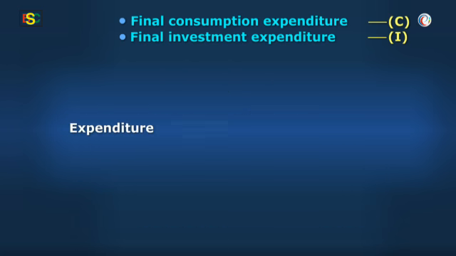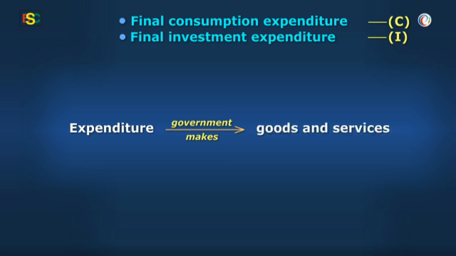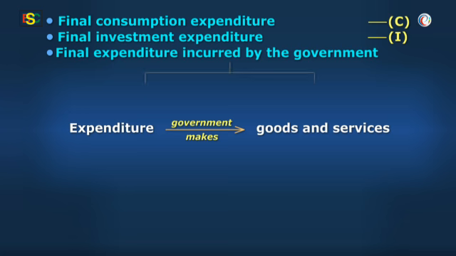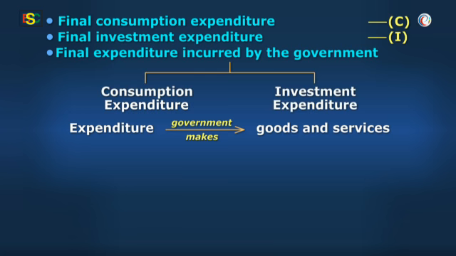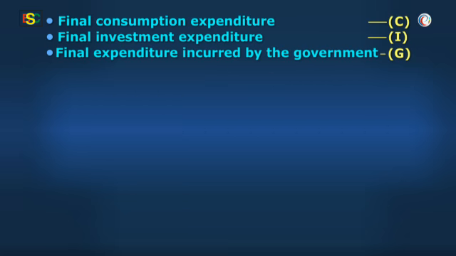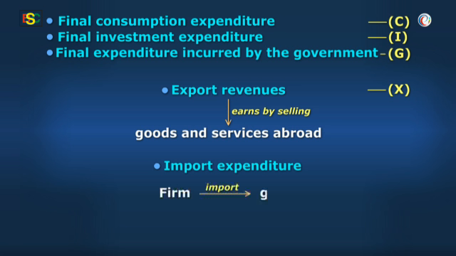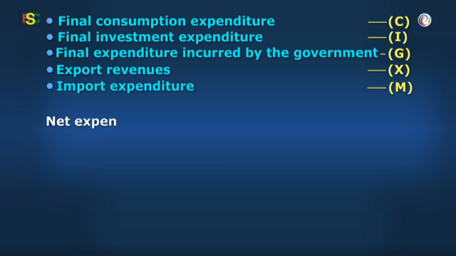The expenditure that the government makes on the final goods and services produced by the firm, say G. We may point out that the final expenditure incurred by the government includes both the consumption and investment expenditure. The export revenues that the firm earns by selling its goods and services abroad will be denoted by X. The firm may also import some goods, say M, from abroad and thus incur expenditure abroad, and hence the net expenditure that would be taken is X minus M.